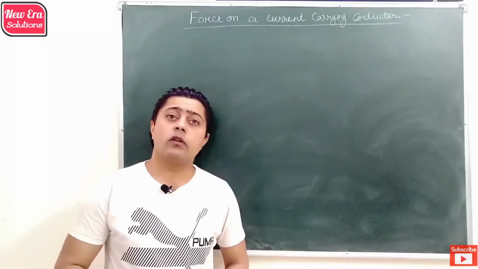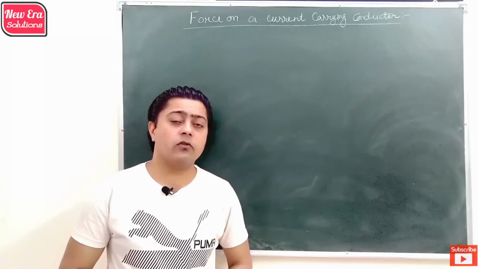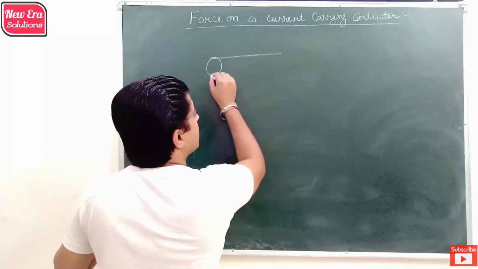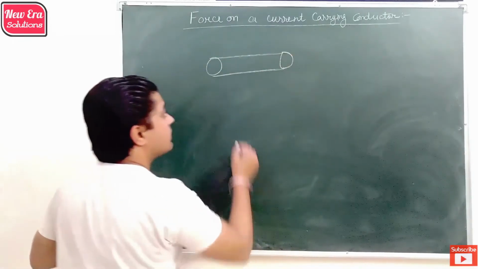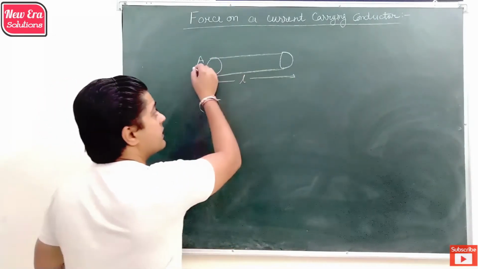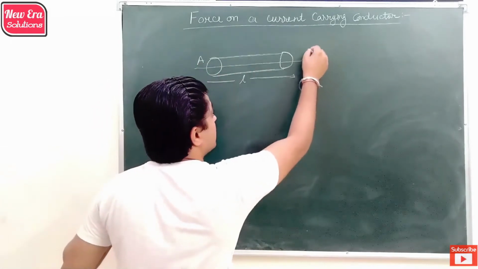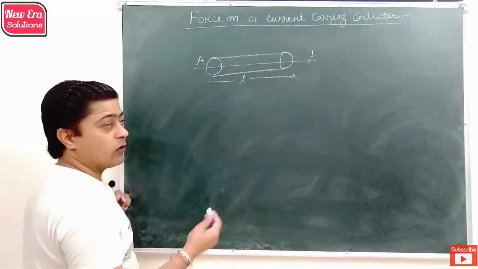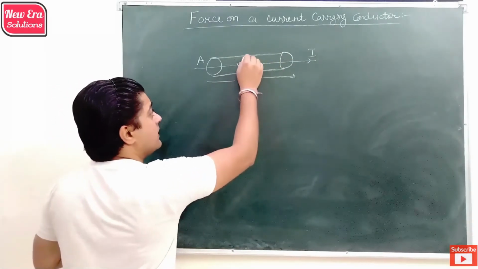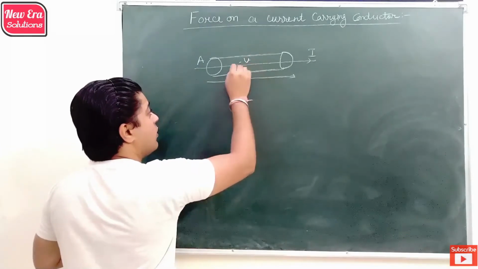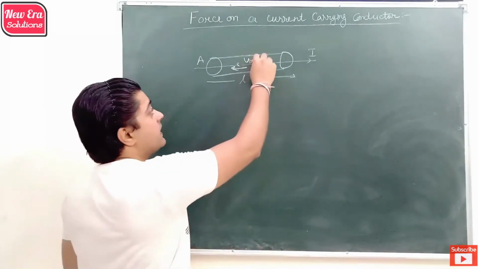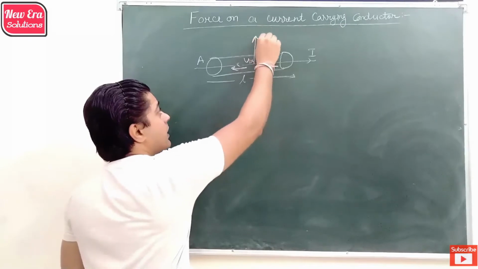Now let's find what is the magnitude and direction of the force exerted by magnetic field on a current carrying conductor. So let a conductor of length L, cross section area A, in which a current I is flowing due to the flow of electrons. So the direction of velocity of electron, which is known as drift velocity, is opposite to the direction of flow of current. Now let there be a magnetic field acting on the conductor in upward direction.